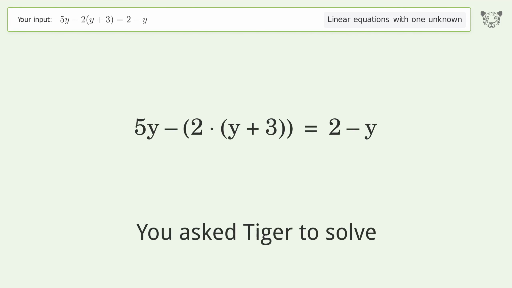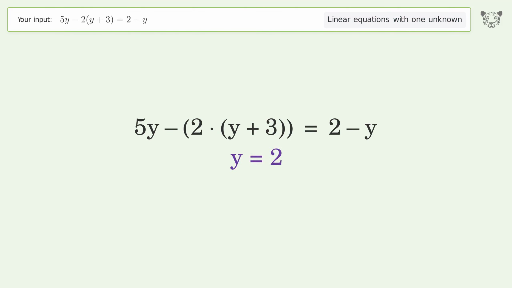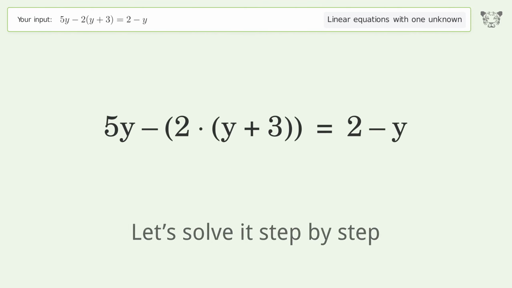You ask Tiger to solve this. It deals with linear equations with one unknown. The final result is y equals 2. Let's solve it step by step.